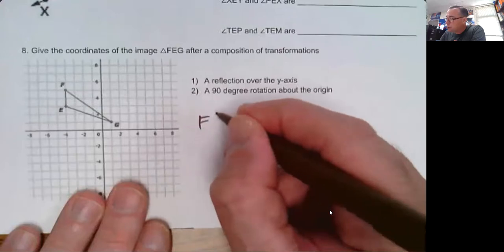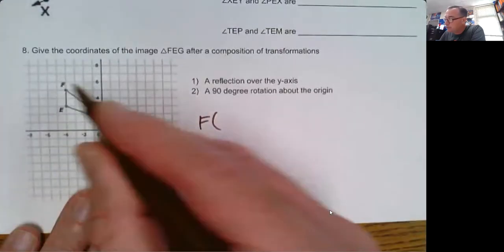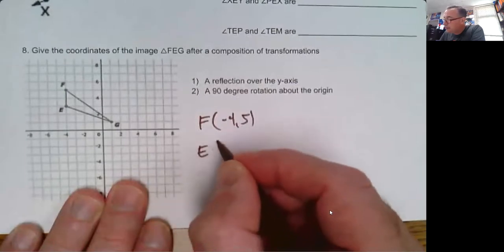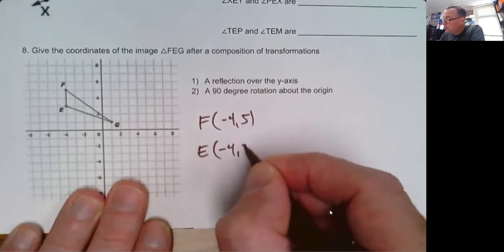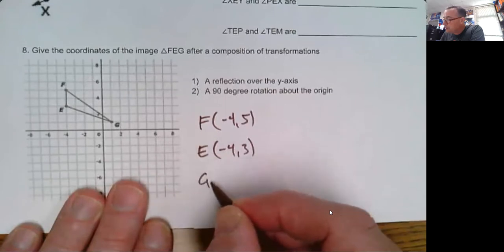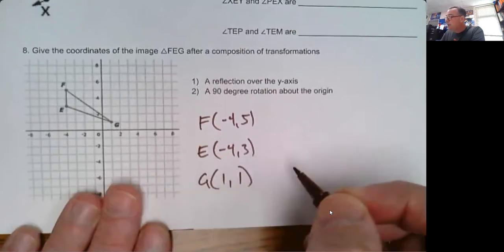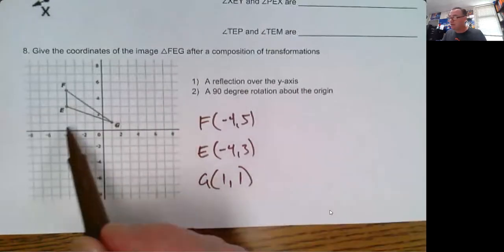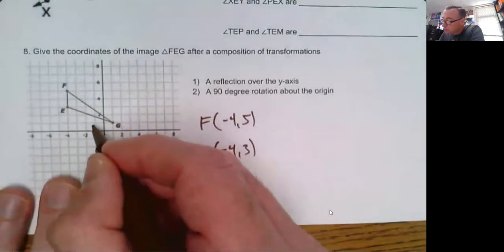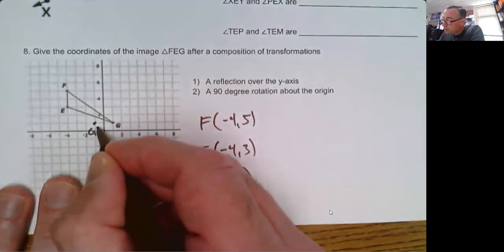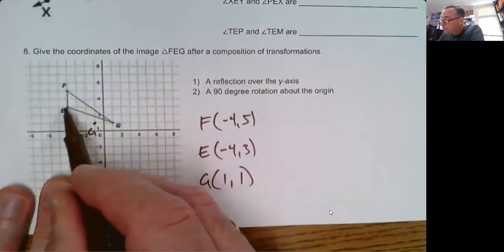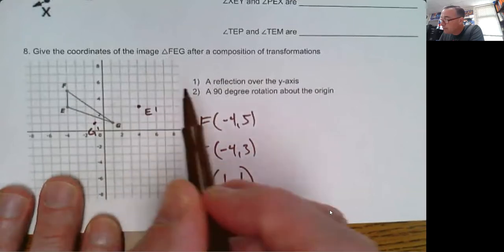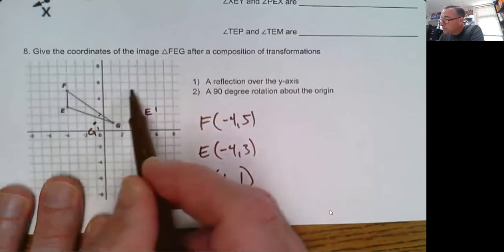So first, let's write the coordinate for F. That is -4, 5. Coordinate for E is -4, 3, and the coordinate for G is 1, 1. So what I'm going to do is actually take us through these. The reflection over the y-axis, that means everything goes over this way. So this one right here becomes G prime. This one has 4 in this direction, so it's going to be 4 in this direction. So that'll be E prime. And this one goes 4 in that direction, so it's 4 in that direction.